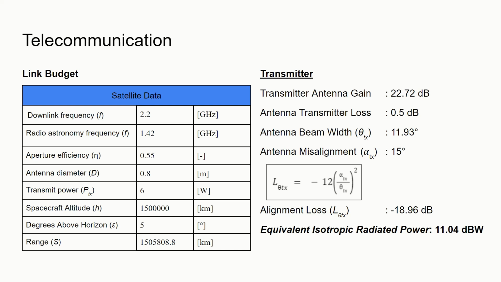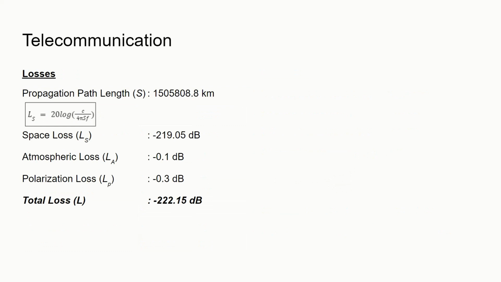Next. For the losses, we have a propagation path length of 1.5 million kilometers, which causes a space loss of minus 219.05 decibels, with an atmospheric loss of 0.1 and a polarization loss of 0.3, and we have a total loss of minus 222.15 decibels.